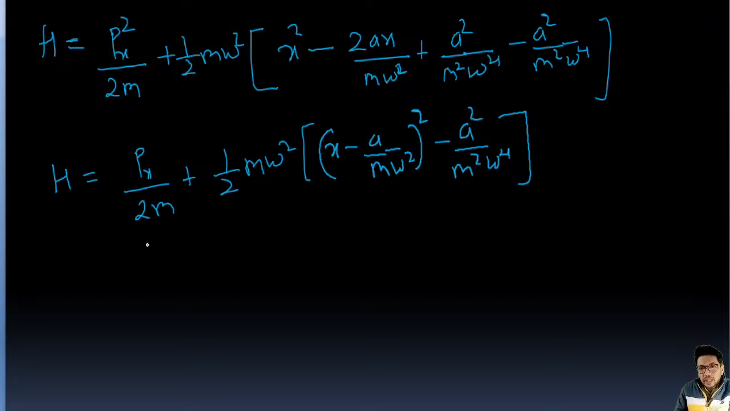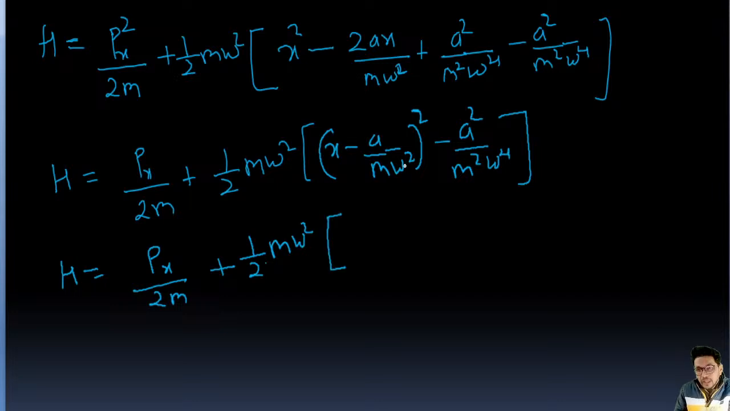This is the one. And now what we can do, this is H equals px squared upon 2m plus half m omega square into x minus a upon m omega square, whole square, minus, so we'll multiply this with this.